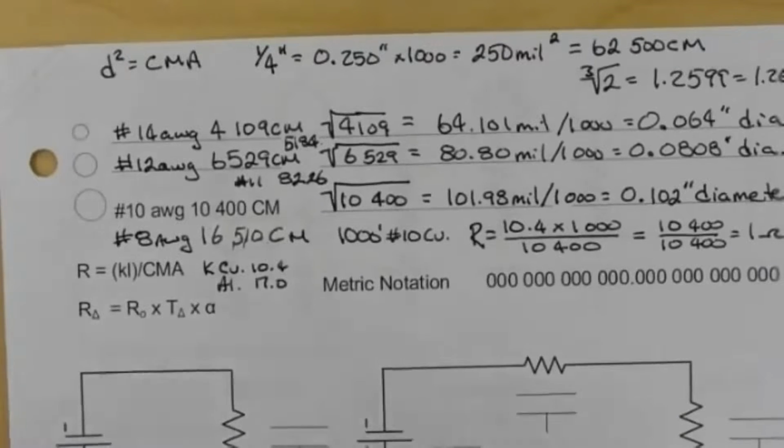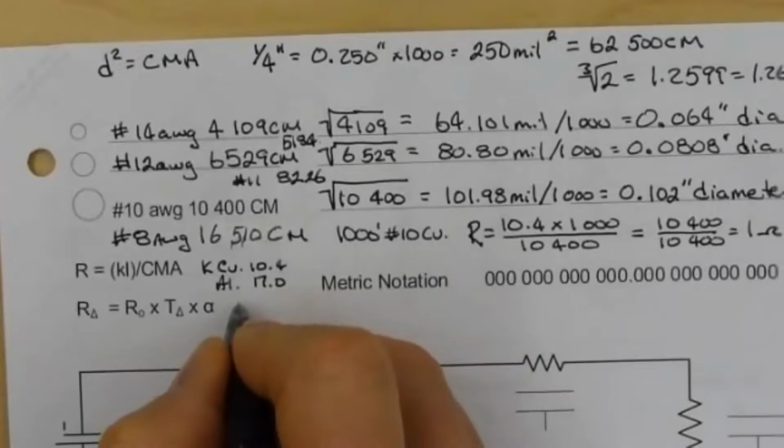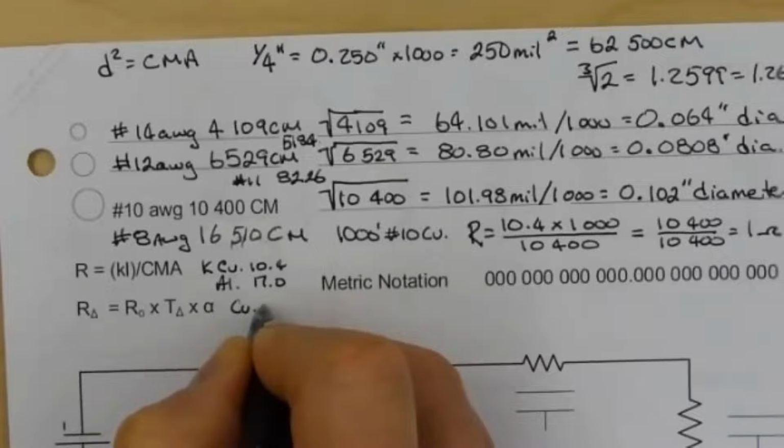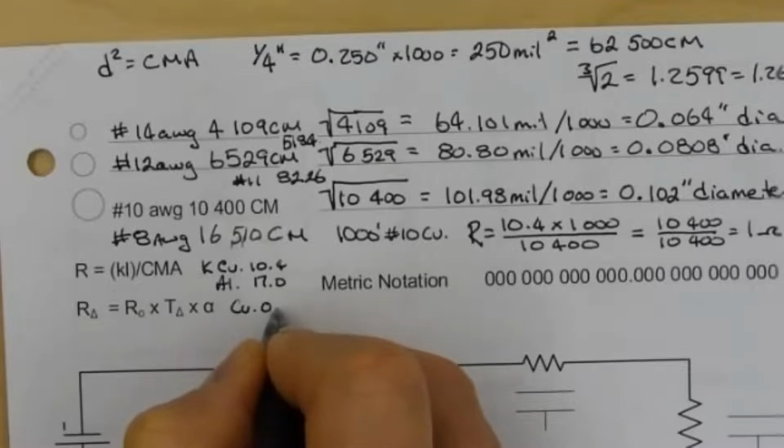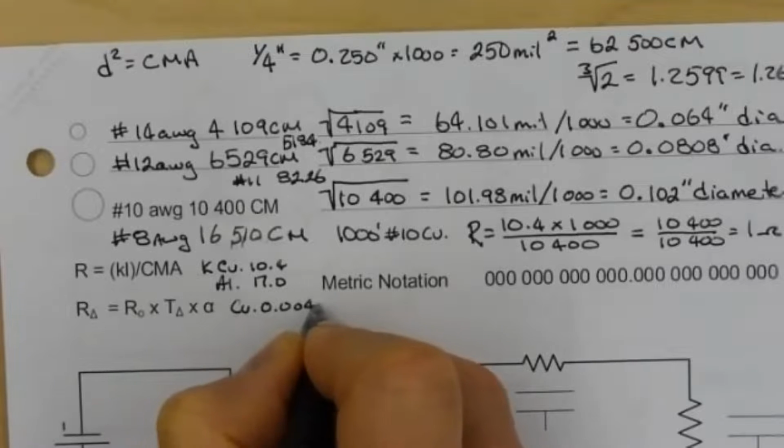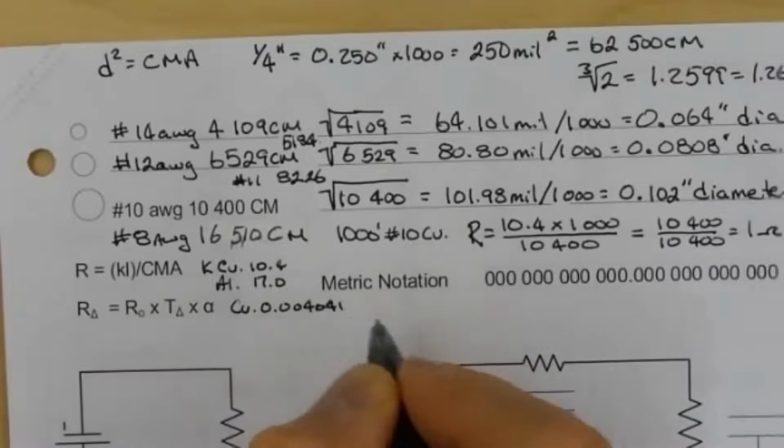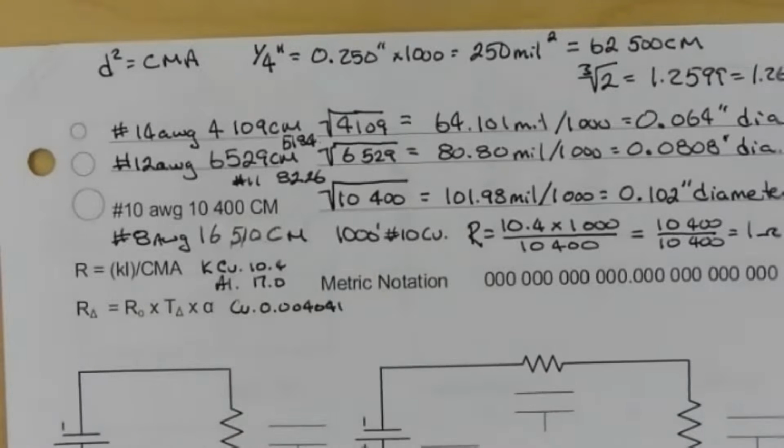And for copper, the coefficient is 0.0040. On their formula sheet, it's 393.